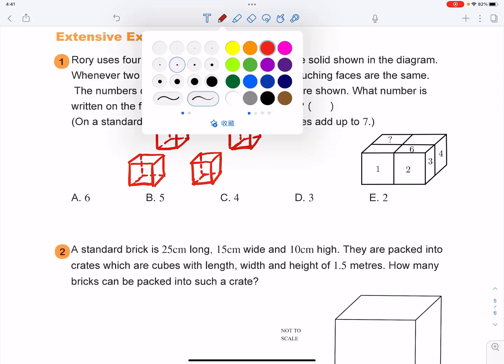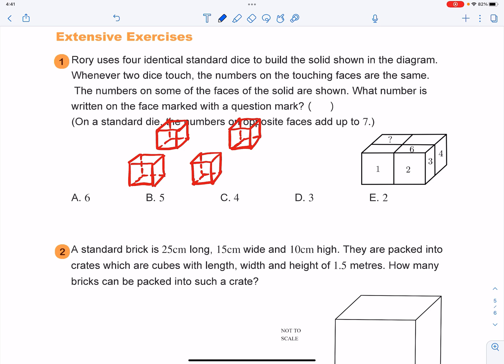So, you see, I just separate these 4 dice in terms of their position. This is dice A, this is dice B, this is dice C, and this one is dice D. So, in my 4 identical dice, this one will be A, B, C, D, respectively. And we know that on a standard dice, the numbers of opposite faces add up to 7.